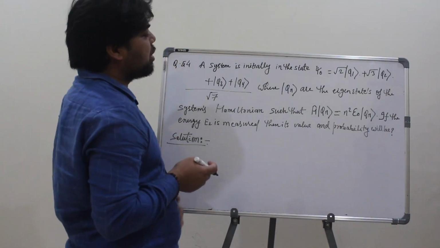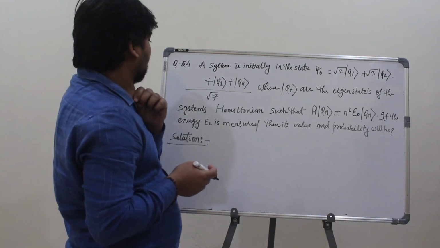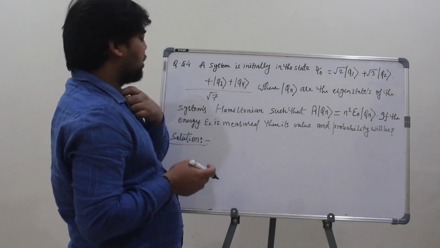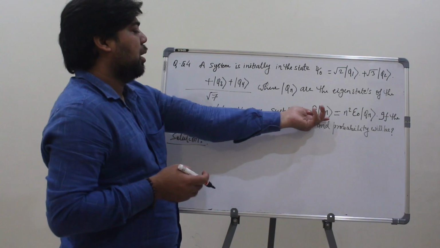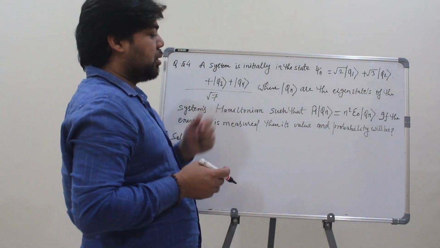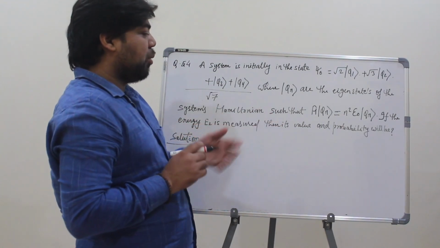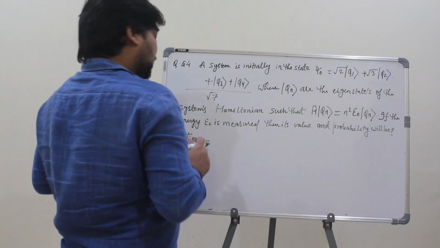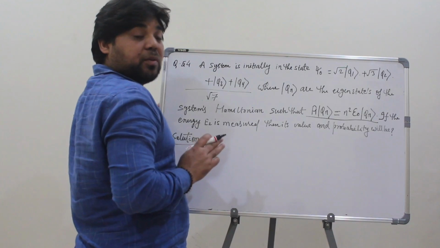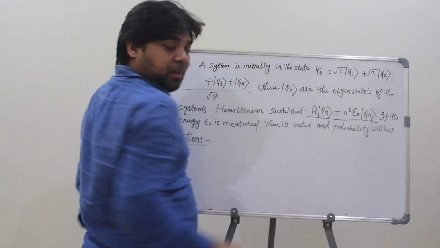A system is initially in the state psi naught, which equals root 2 over root 7 times phi 1 plus root 3 times phi 2 plus phi 3 plus phi 4, divided by root 7. Phi n are the eigenstates of the system Hamiltonian such that H cap phi n equals n square times epsilon naught phi n, where epsilon naught is the energy of the zeroth state. If the energy E2 is measured, then what are its value and its probability?